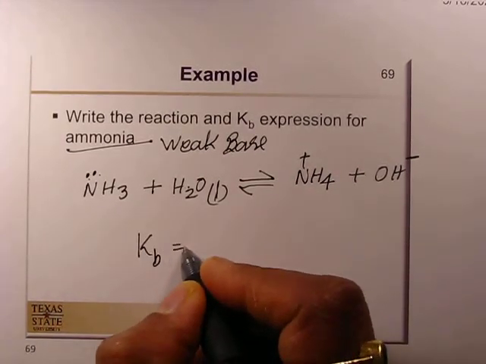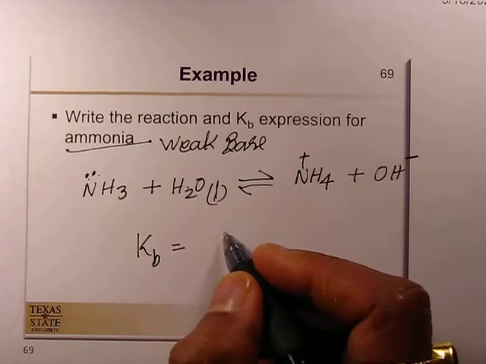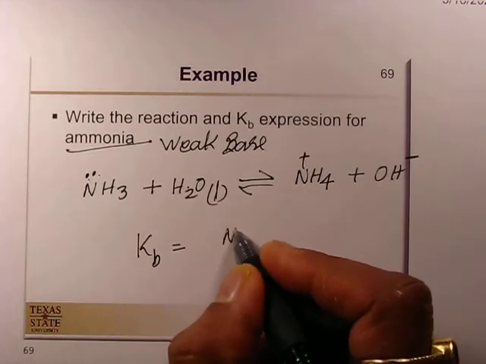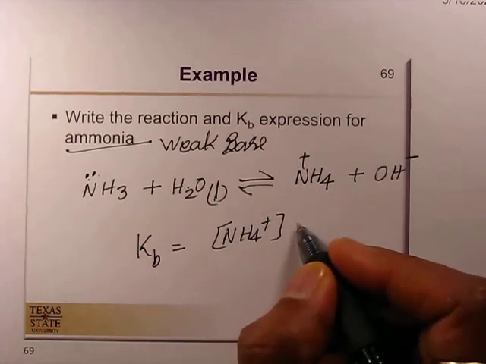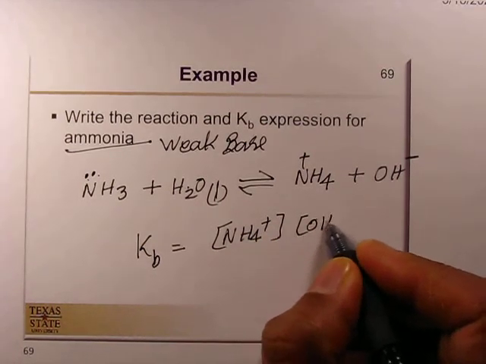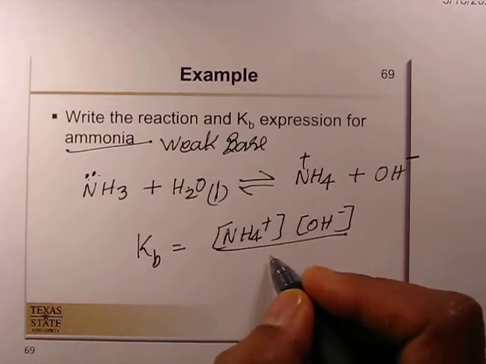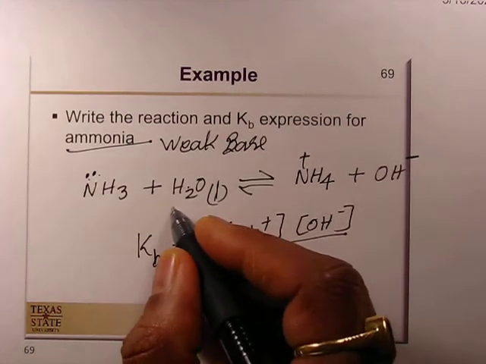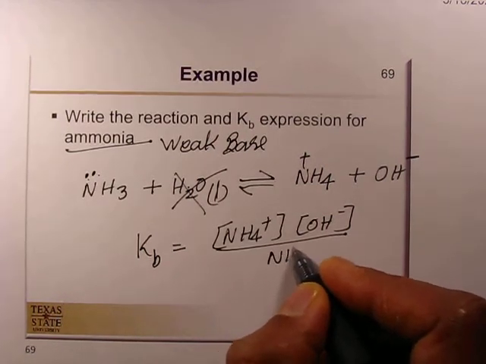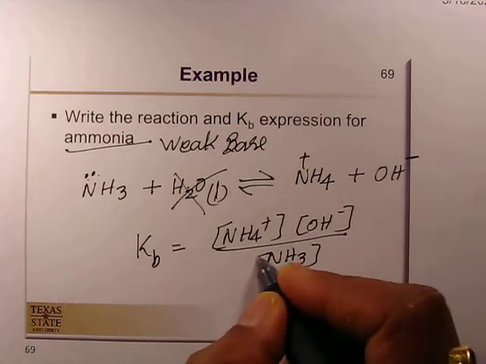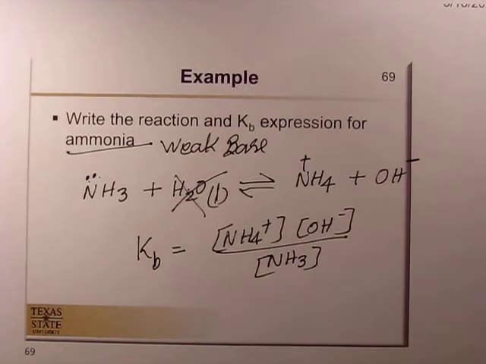So this is the expression we have to write for the ammonia reaction, and then Kb will be equal to the ammonium ion NH4 plus times OH minus, divided by NH3. We cannot include the water because it is a solvent. So this is the example for the Kb expression and how we can write the Kb.